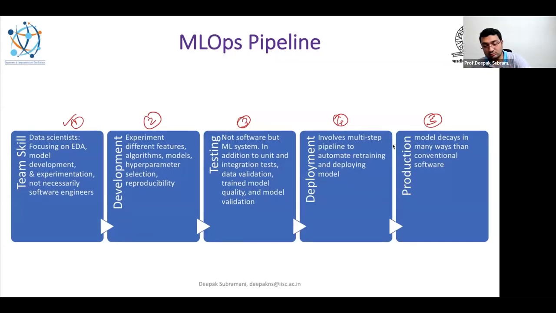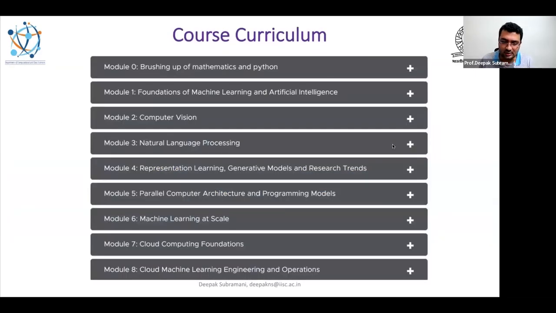So now hopefully you have got a bird's eye view of what AI and MLOps is all about. Now let's see what this course offers. This course contains a total of 9 modules. Module 0 is where you brush up your basics of mathematics and Python. Then, starting with module 1, there are 4 AI modules and 4 MLOps modules essentially. That's what this course is all about.